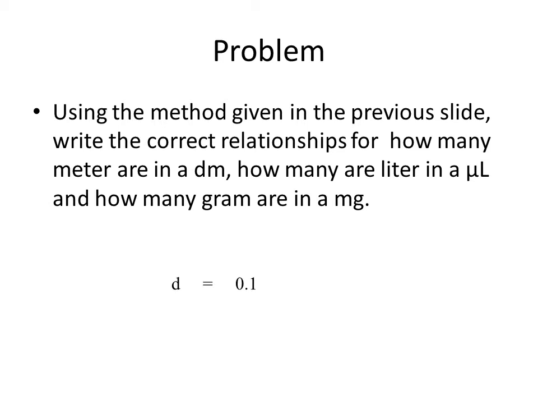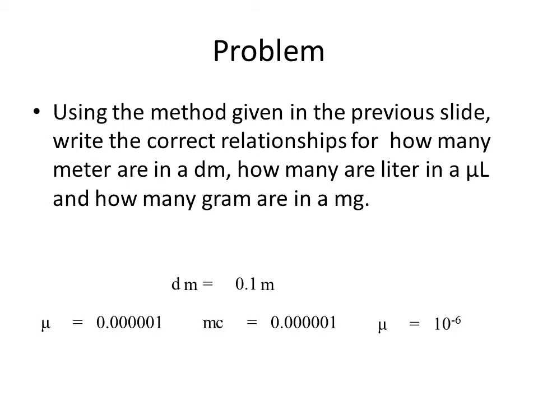To do this problem, the first thing that we do is we write down the meaning of deci. Deci equals 0.1. Now you could have written deci equals 10 to the minus 1. That's fine too. The next thing we do is we write meter after both the prefix and its meaning. And voila, you have the relationship between decimeter and meter.